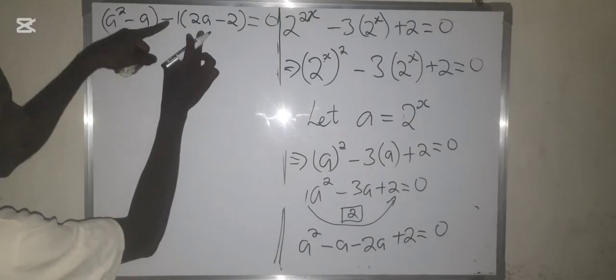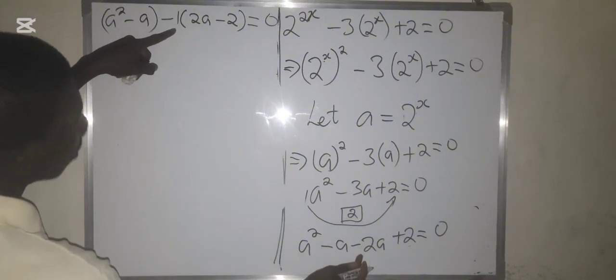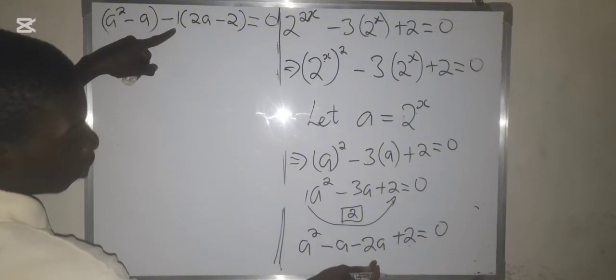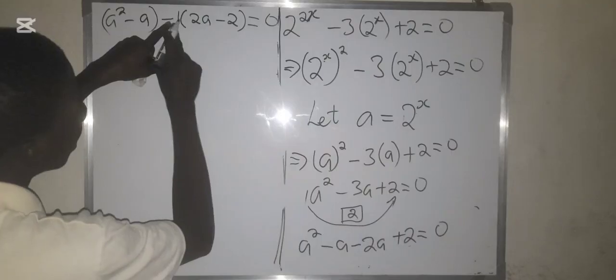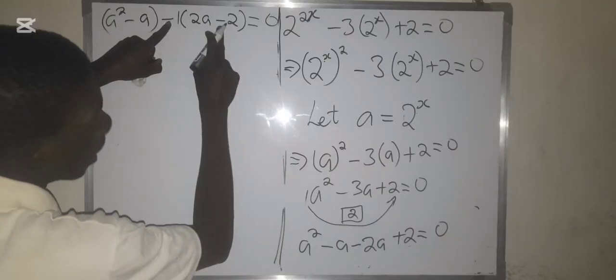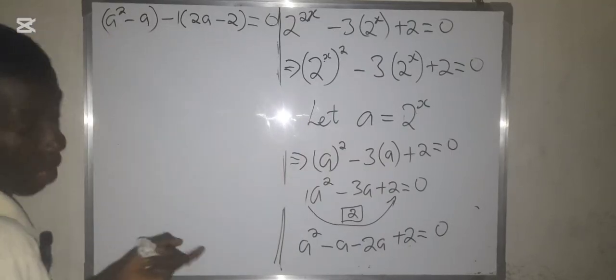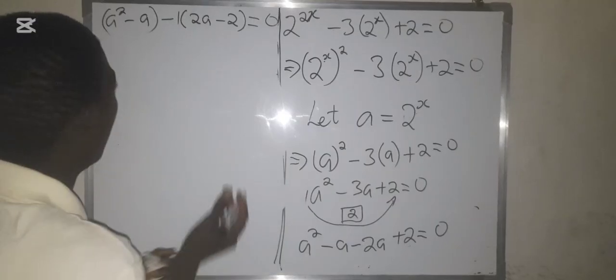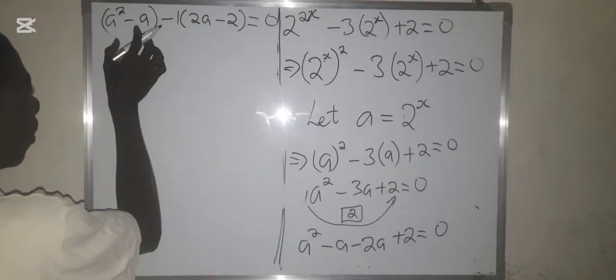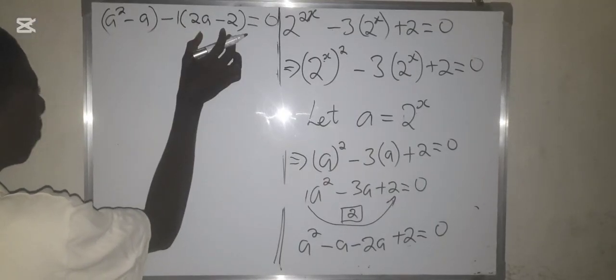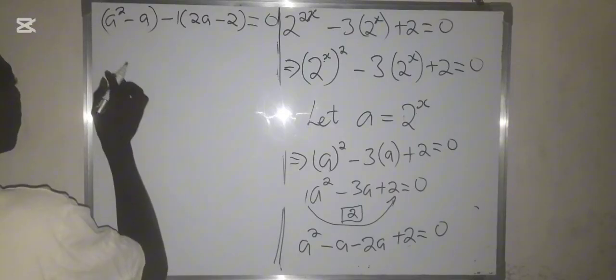That is, if you multiply this, it still gives us negative 2a. When you multiply this negative 1 times this negative 2, it will give us positive. So it's still the same. We are grouping now. Now we can factorize this, and later we factorize the other one. So now let's factorize this.